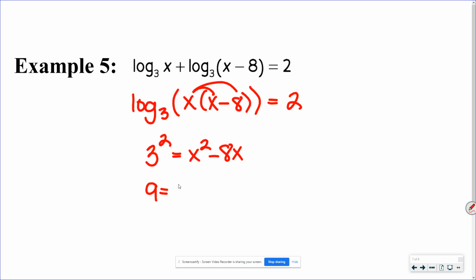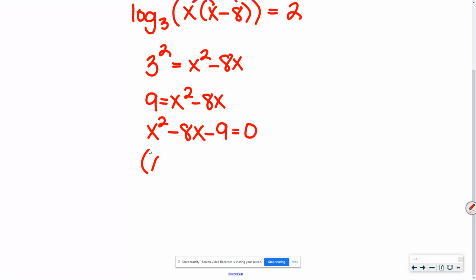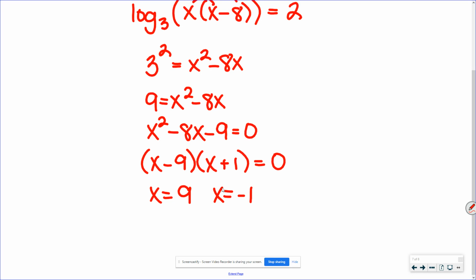3 squared is 9. And we are going to then subtract 9 to get all of our terms on one side. And then factor. So this, I think, will factor to x minus 9 times x plus 1. And that gives us x is equal to 9 and x is equal to -1.